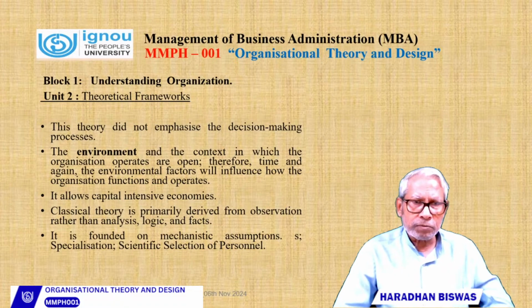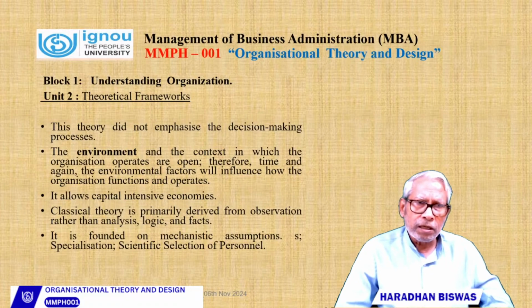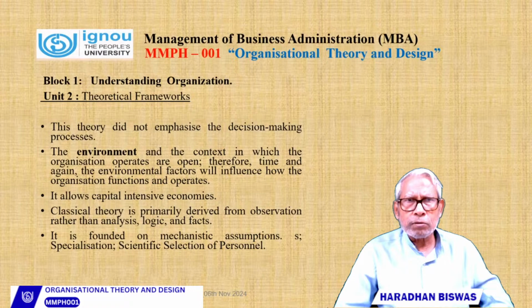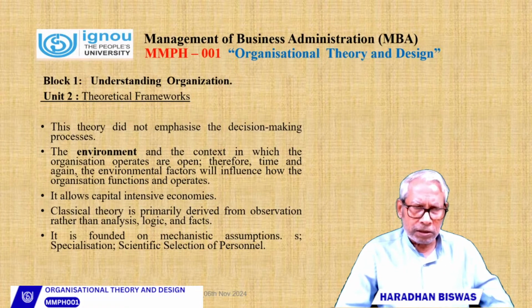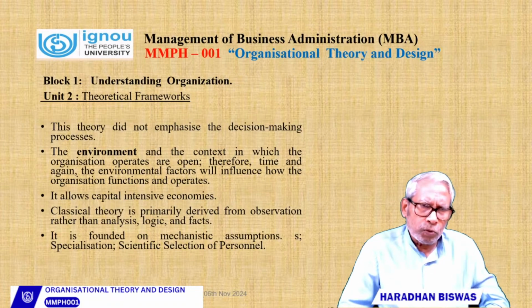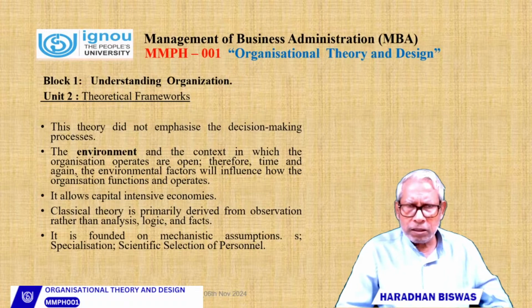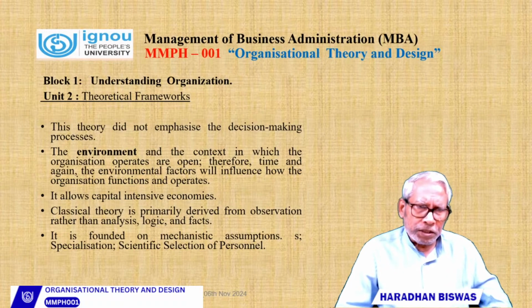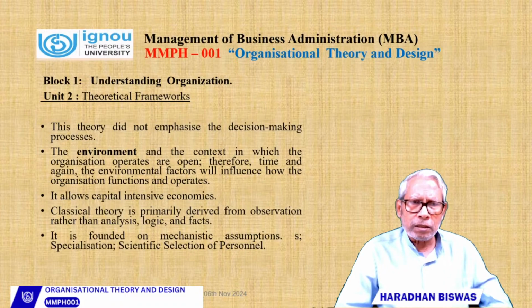The classical theory is primarily derived from observation rather than analysis. So the classical theory rests on observation, and there is no analysis, logic or facts. Initially, based on the observations, you can then put in your analysis, logic and facts subsequently. So it is founded on mechanistic assumptions, such as specialization and the scientific selection of persons.